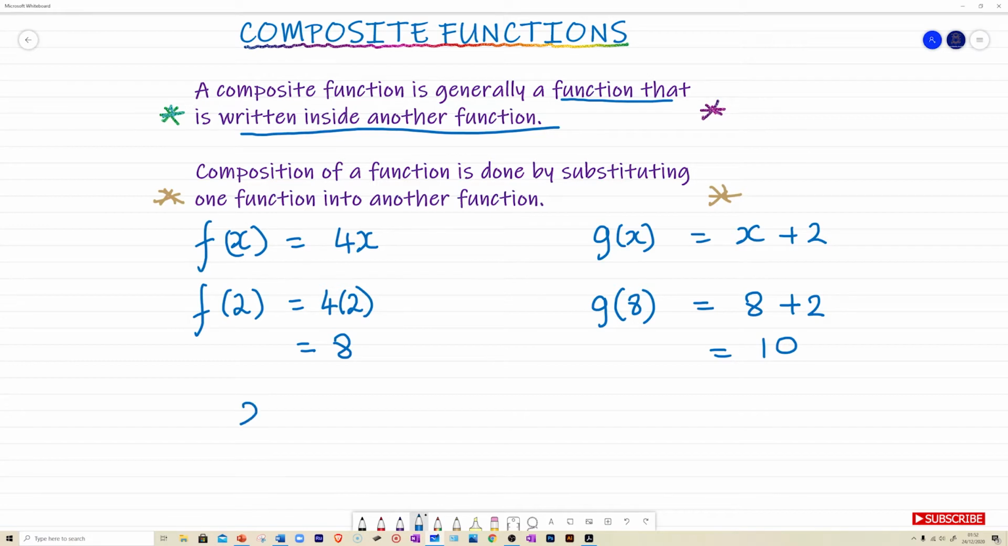So you have x, and then you use that as an input to get f of x, and then you use f of x as input to get g of f of x. That's what we've done. We've put f of x into g. We've got 8 and put it there.